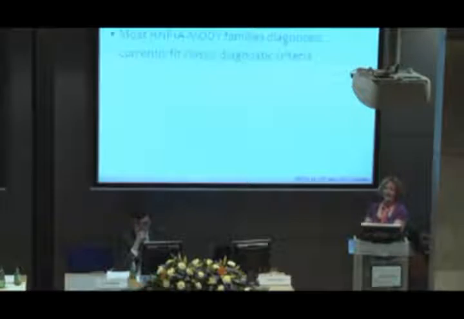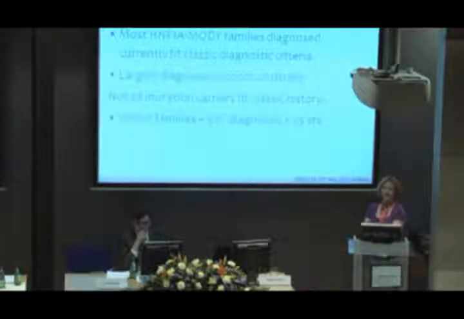And so it's true that most HNF1 alpha families that you'll diagnose in your clinic will fit the current classic diagnostic criteria. The problem is they're largely diagnosed opportunistically. You see a patient and you think, well, they're a bit unusual. They don't have classic type 1 or type 2. But as I've said, not all mutation carriers fit this classic history. And within families, at least 30% are diagnosed over the age of 25. And we just don't know how many de novo mutations are out there because we tend to use family history as a very important criteria.